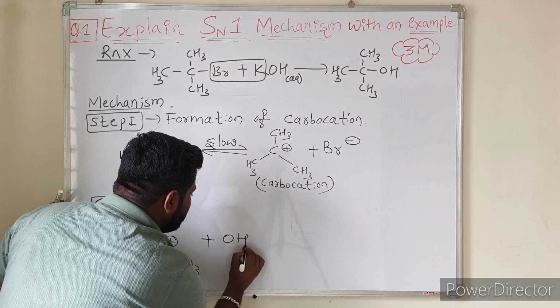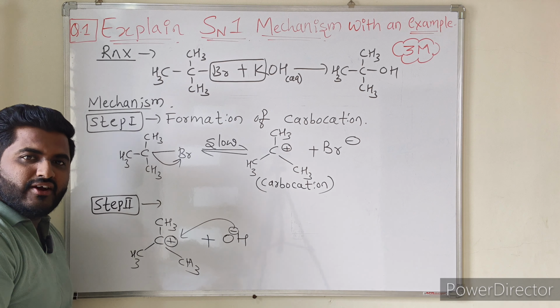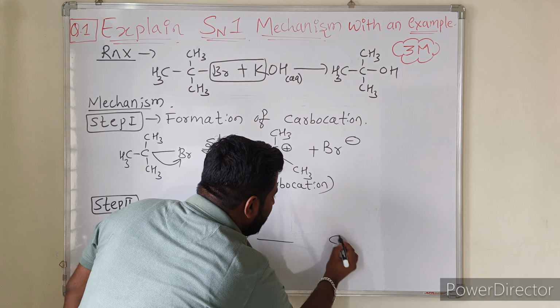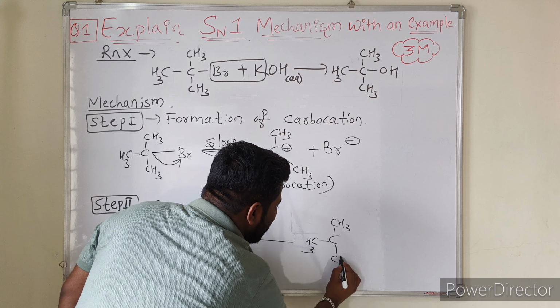So what you are expecting? Carefully observe. This OH minus is going to attack the carbocation. So clearly OH will bond with the carbon. So what are you going to get? You are going to get it like this, CH3, CH3, this is as it is.